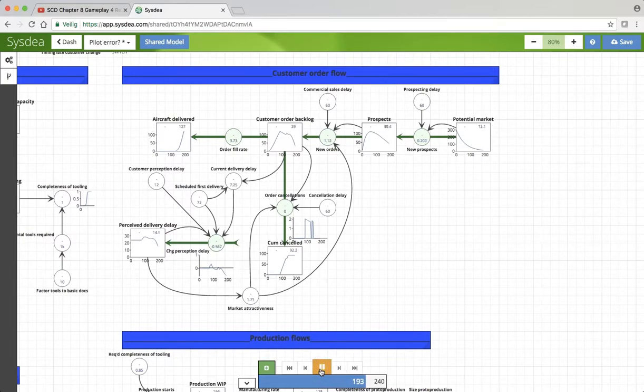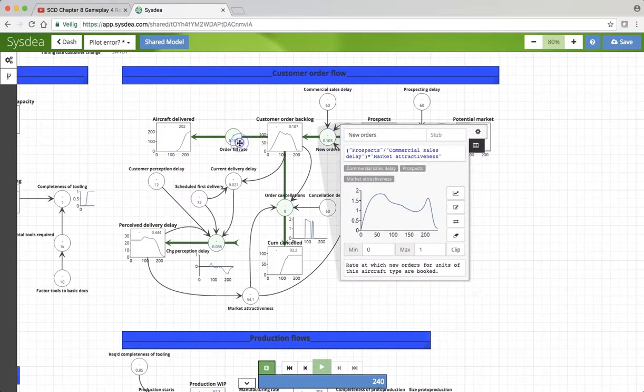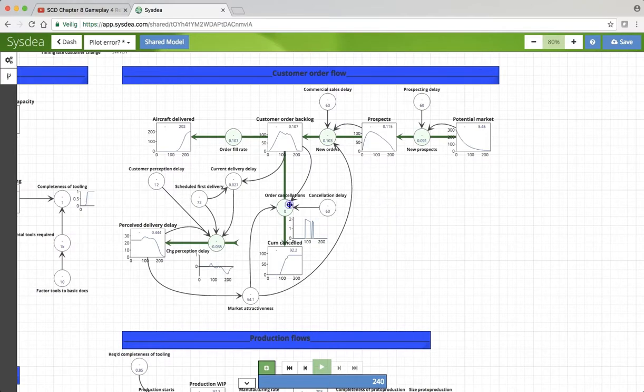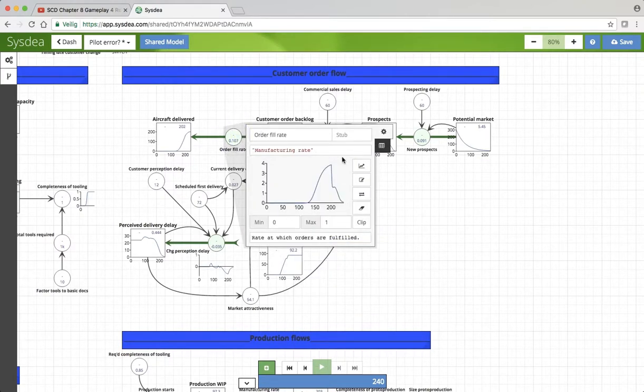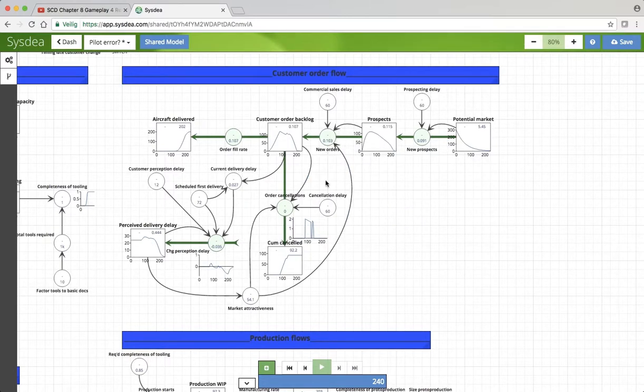What you can see if you let the model run towards the end is that this actually is a third order material delay, as we've seen in some of the earlier models, with this characteristic S-curve for cumulative output. Now the interesting elements in this part of the model are the rates: the new order rate, the order fill rate, and the order cancellation rate. Order fill rate is straightforward enough. For every plane that's being delivered, an order is being filled. The new orders and the order cancellations both depend on the market attractiveness.